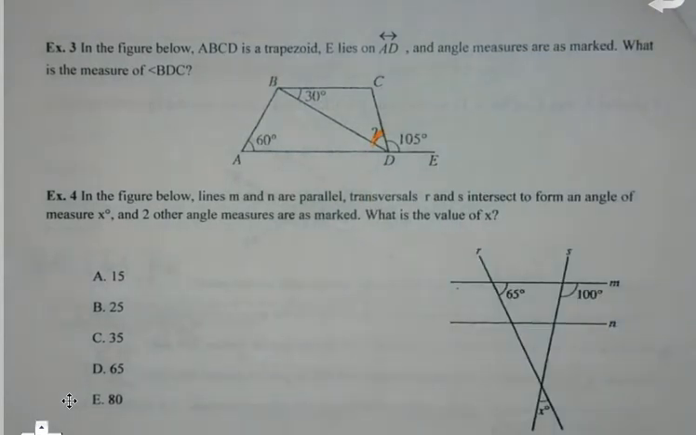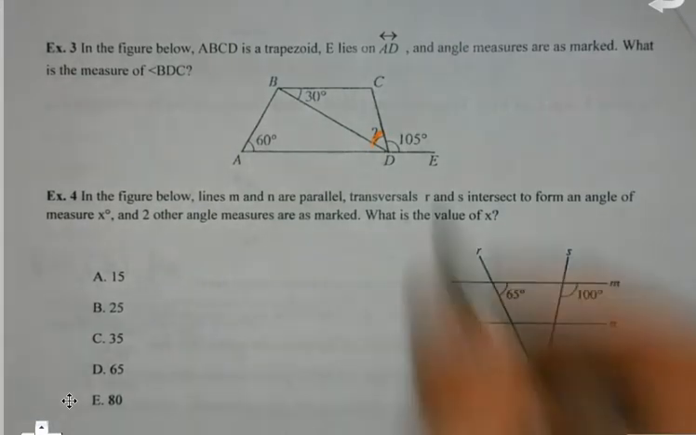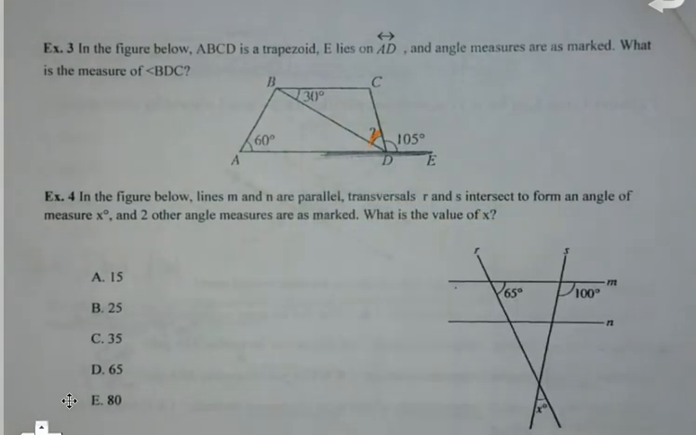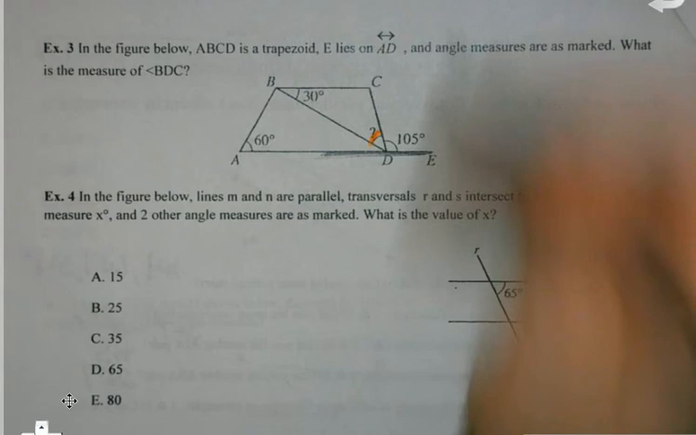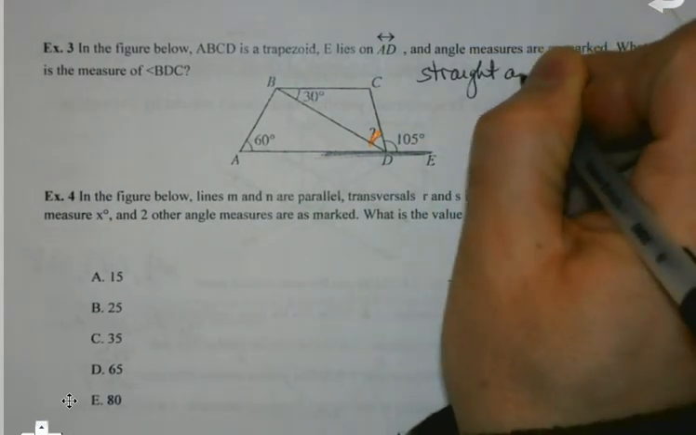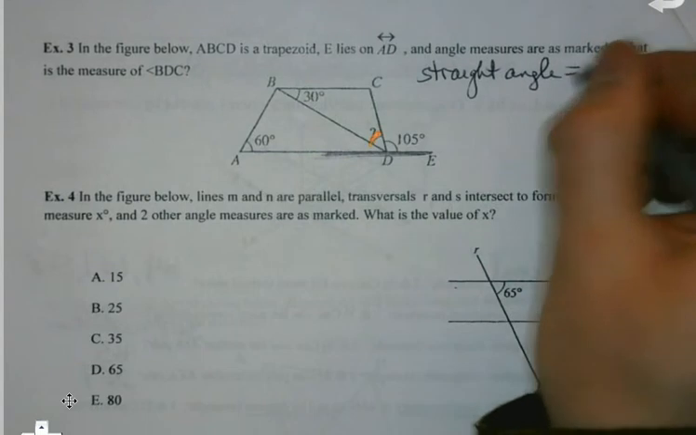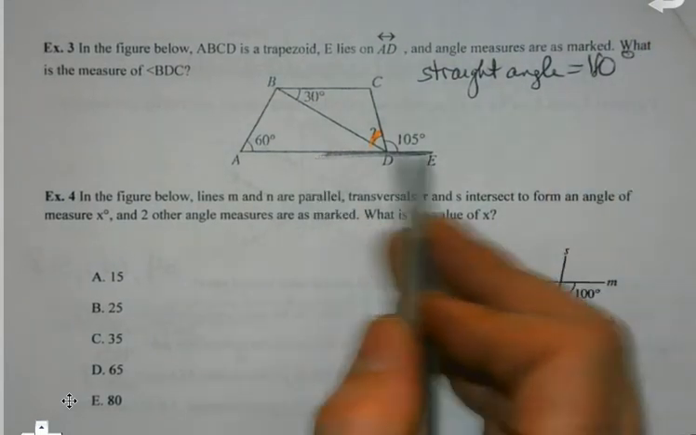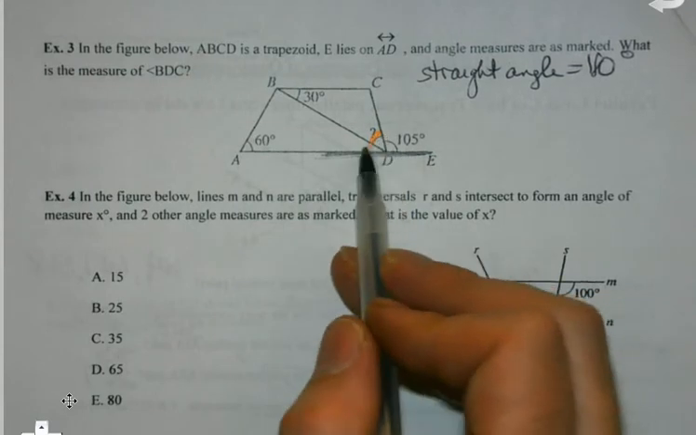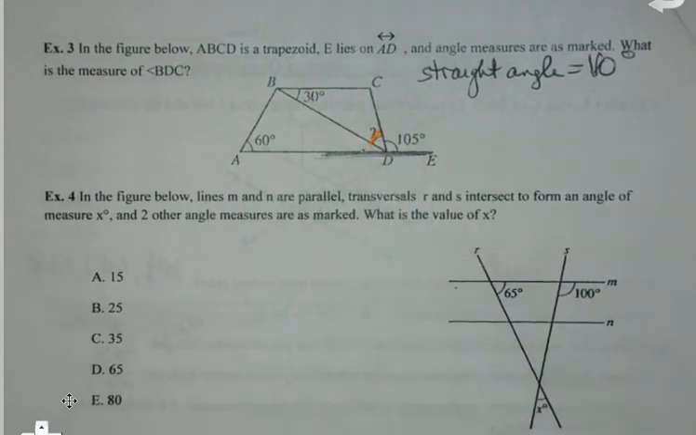Well, let's see. Now, am I going to be able to get it directly? Maybe, maybe not. There's a couple of things I know for sure, though, that might help me out here. When you ever have a straight line, how many degrees is that? Okay, so a straight angle is always going to be 180 degrees. So these all add up to 180. Well, I know this is 105, so I know these two would add up to 75, but I'm not sure how to find this. So let's see.